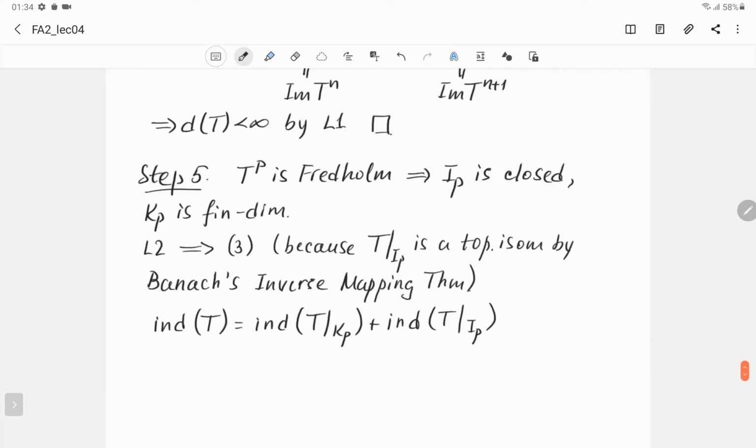But the first summand is 0. The first index is 0 simply because Kp is finite dimensional. So we have already observed some time ago that each operator on the finite dimensional vector space has index 0. And the second summand is also 0 because T restricted to Ip is an isomorphism of Ip onto itself. So its index is 0. So as a result, we see that the index of T is 0. And this completes the proof of the theorem.